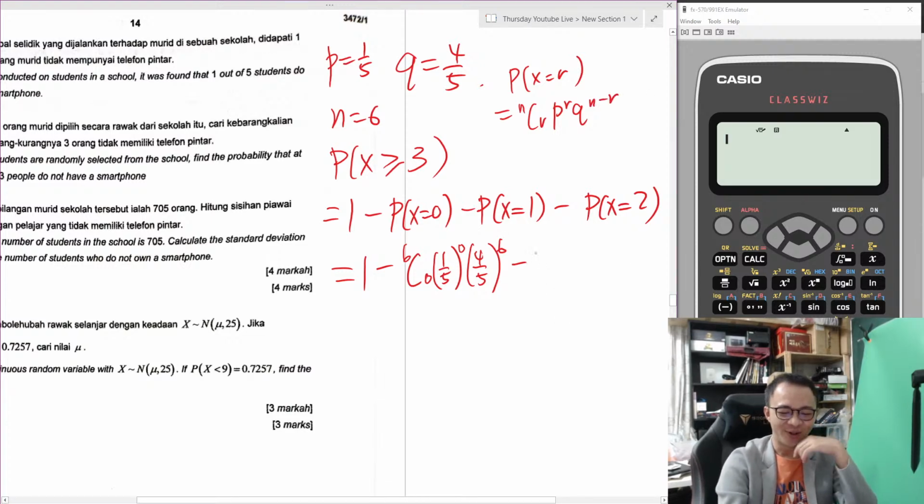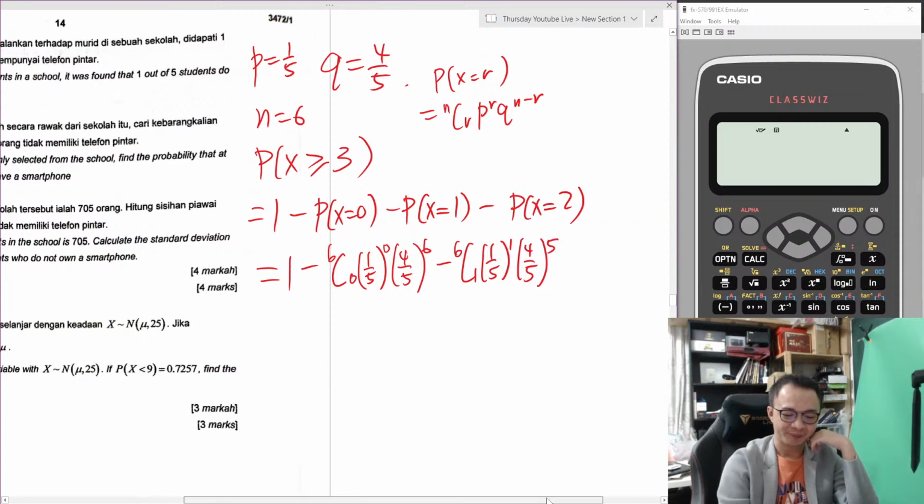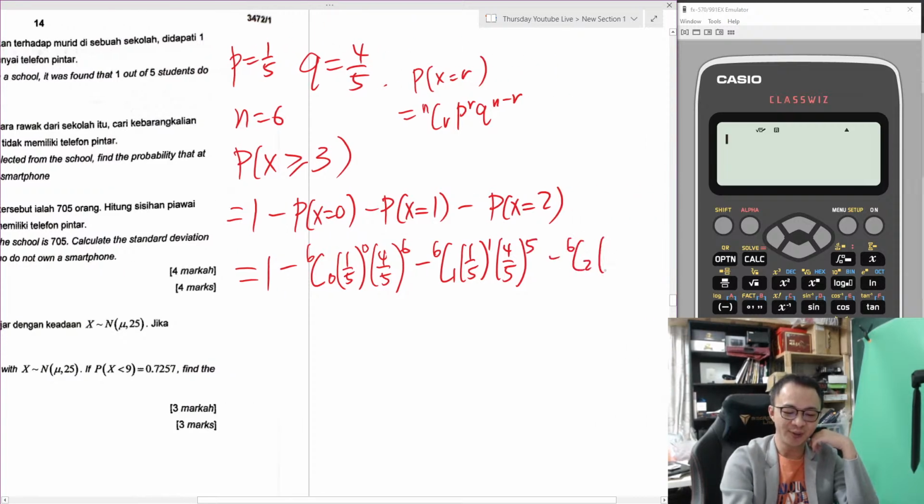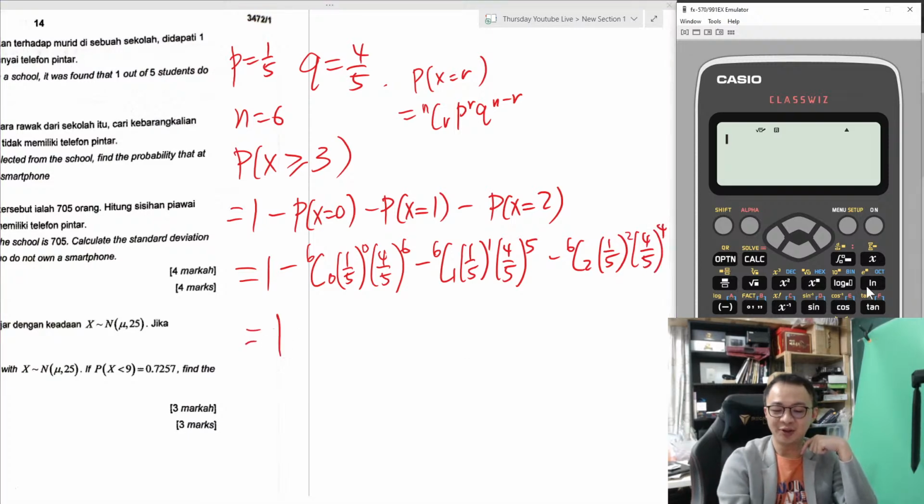Okay, then this one will be 6C1, 1 over 5 power 1, 4 over 5 power 5, minus 6C2, 1 over 5 power of 2, 4 over 5 power of 4. Okay, until here, only then I start to play cheat.